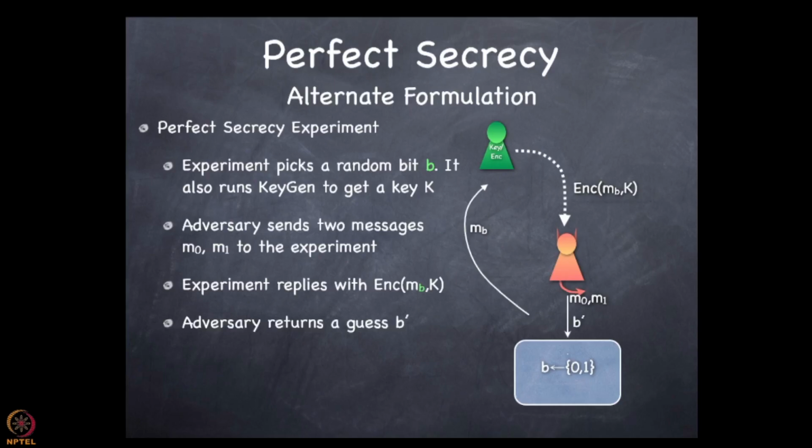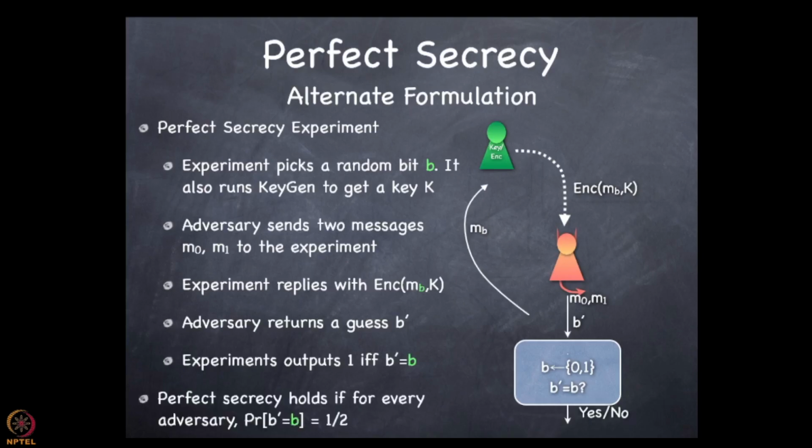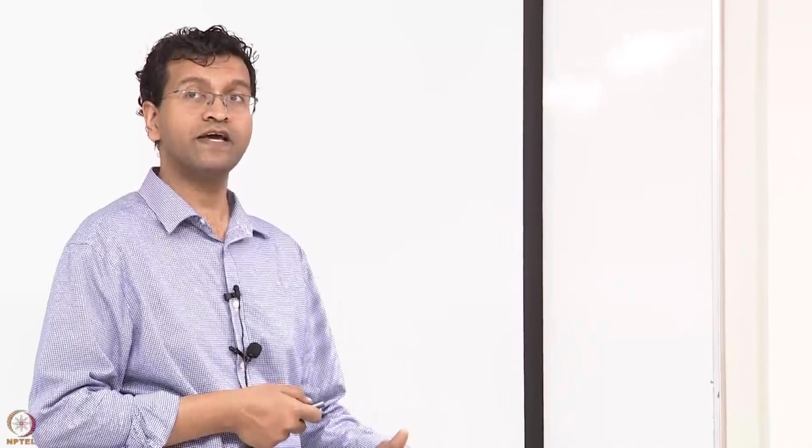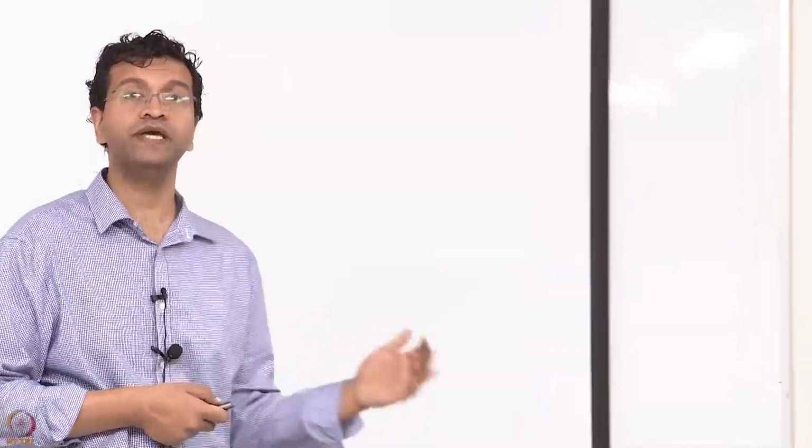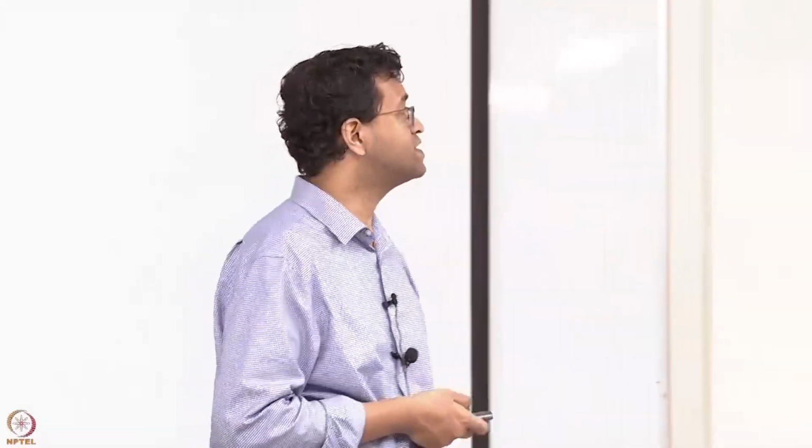And the adversary has to guess B, so it outputs a bit, which I'm calling B prime here. Perfect secrecy says the advantage of the adversary should be 0, which basically says the probability that B equals B prime is exactly half. So B prime should be independent of B. This is an equivalent definition of perfect secrecy.